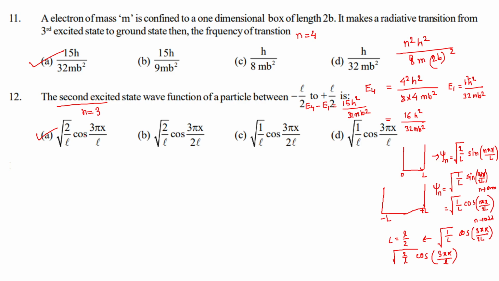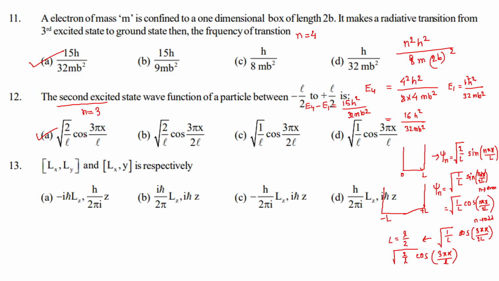Now let us move to the next question, number 13. So that is your commutator. This commutator is given, what are the values going to be? The first one is very easy actually. So this is [Lx, Ly], which is actually minus i h cut Lz. So in option number one it is there.